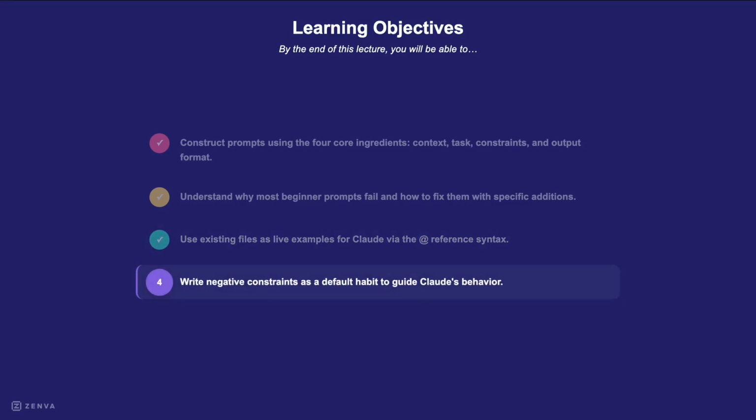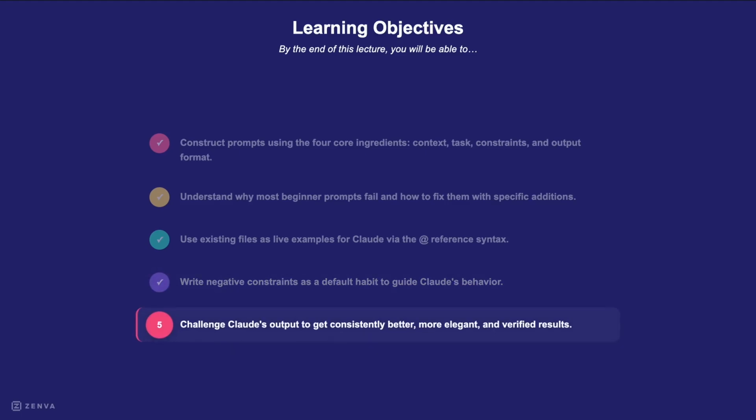Furthermore, you'll develop the crucial habit of writing negative constraints, which are excellent for clearly guiding Claude's behavior and refining its output. This approach helps prevent common AI pitfalls. Finally, you'll know how to challenge Claude's outputs effectively, ensuring you consistently achieve more elegant, verified, and superior results. You're going to build some truly effective prompts and elevate your AI interactions.